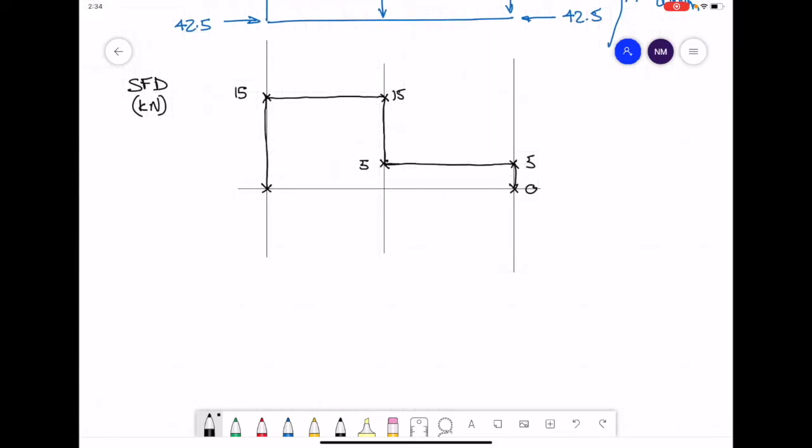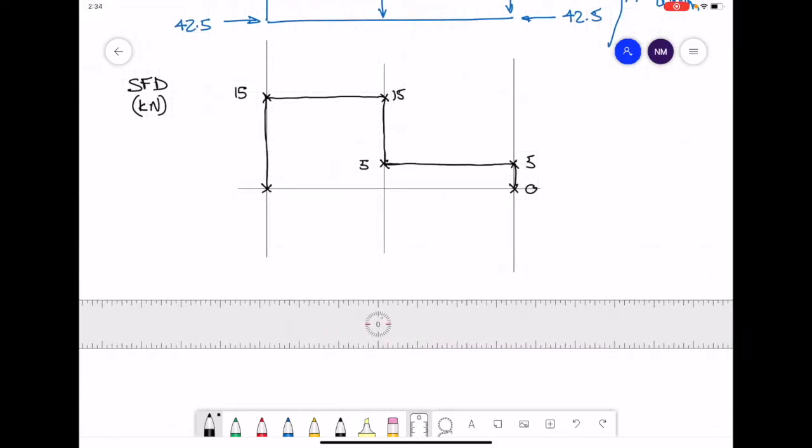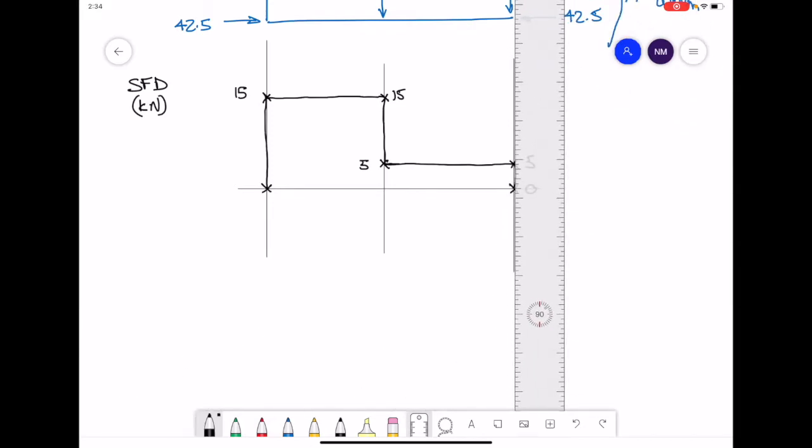To draw our bending moment diagram, I'll draw some more construction lines down.